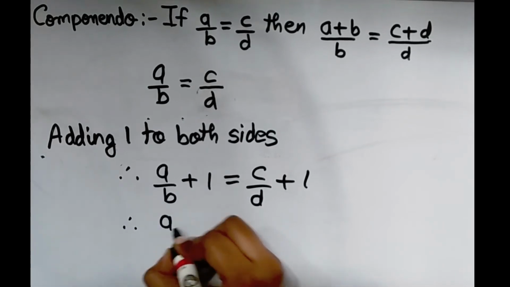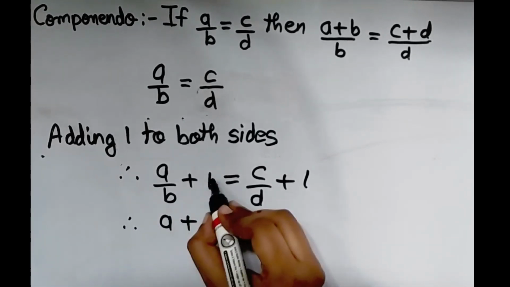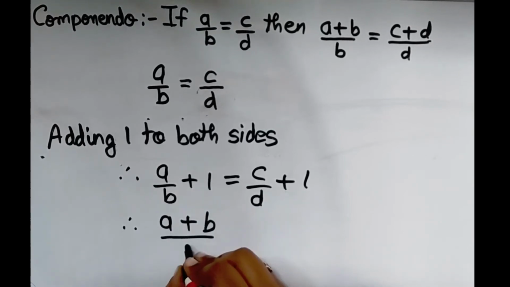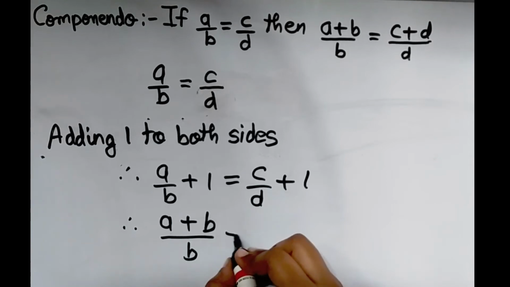Therefore, A plus B into 1 will be B. So A plus B upon B, the whole upon B. So equal to C.